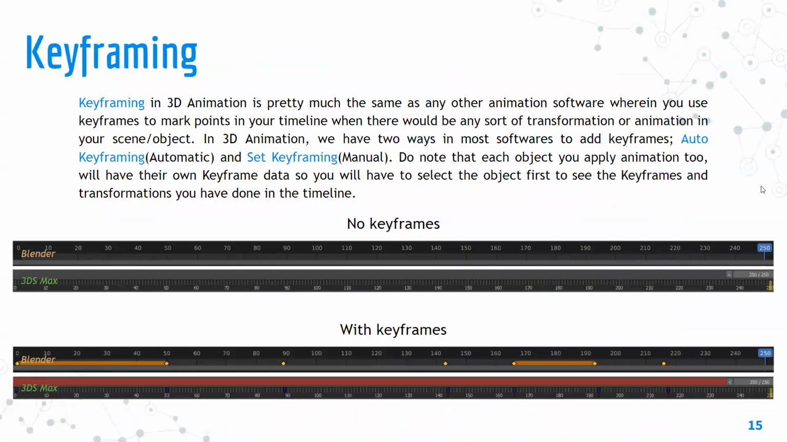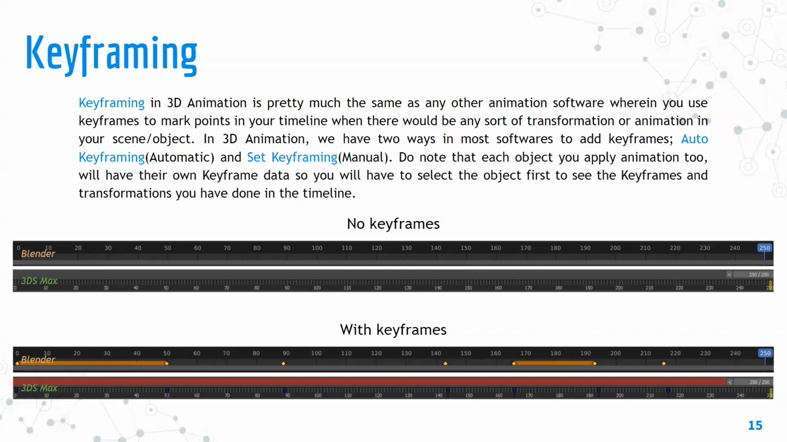So, yan, balik tayo dito. Keyframing. Alam naman natin ang keyframing natin, there are 2 kinds. We have auto key and then we have our set key, no? Kahit sa 2D animation yan, kahit sa anong software na nagbibigay ng 2D animation, meron tayong auto key and then meron tayong set key.